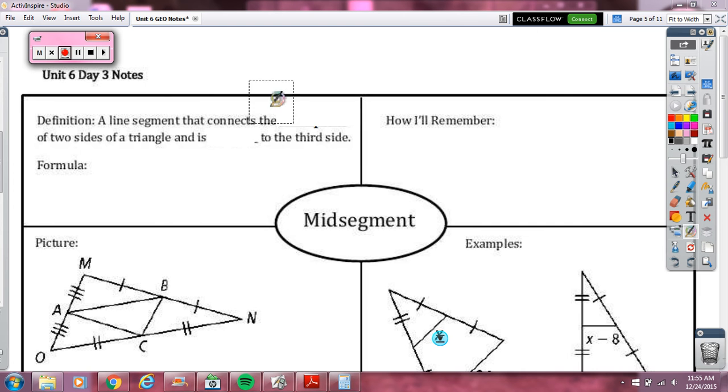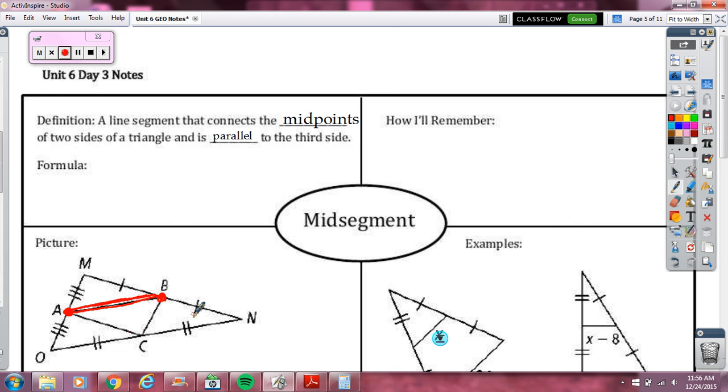First one is a mid-segment, which is a line segment that connects the midpoints of two sides of a triangle and is parallel to the third side. So for instance, here in our picture, I've got a midpoint B and a midpoint A, shown by having equal sides on either side of those. The mid-segment would be like what I'm drawing here in red, connecting those two midpoints.